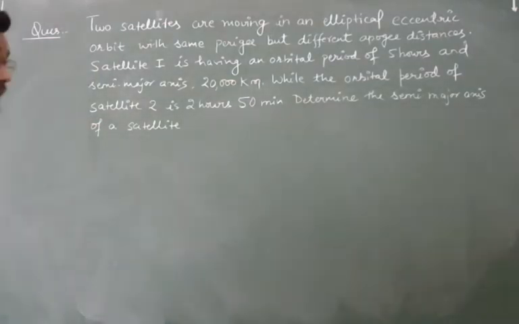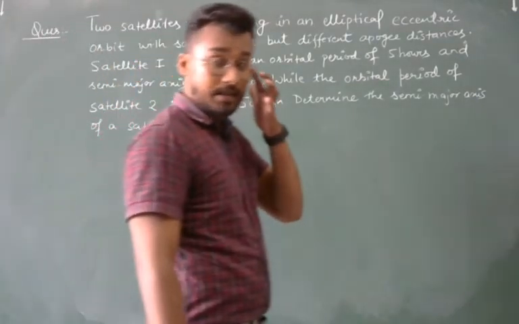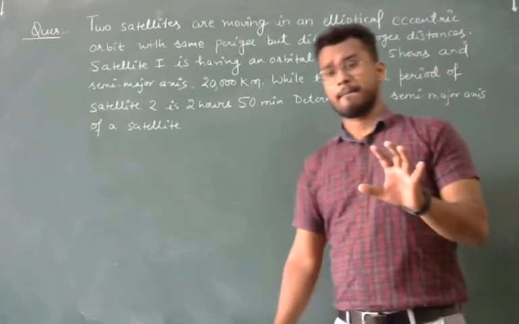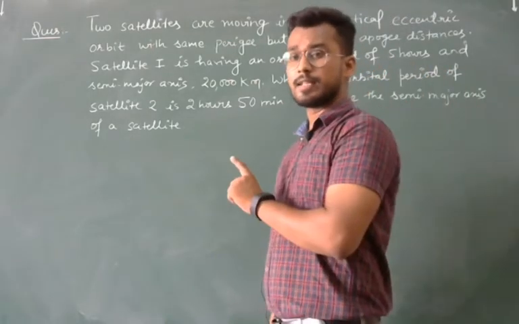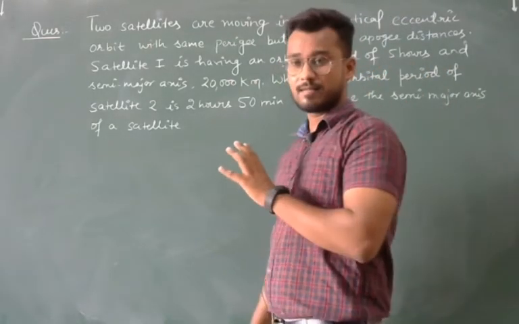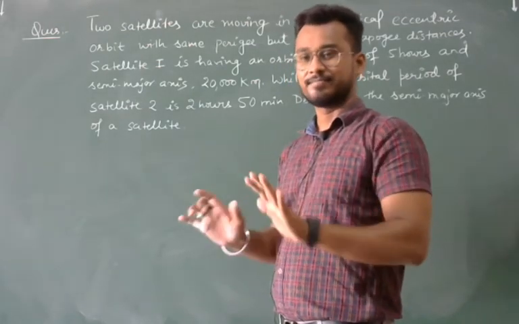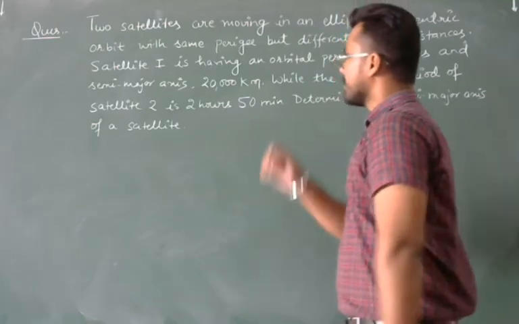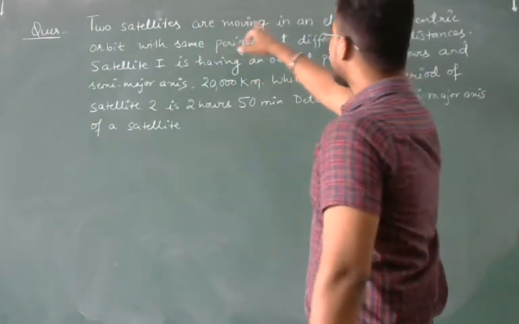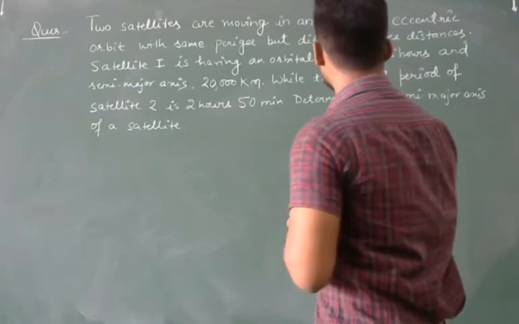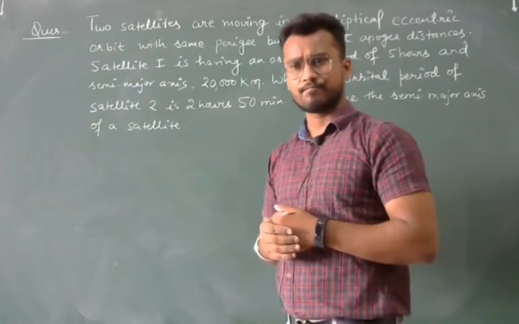See, let me read out the numerical. The numerical seems to be big. घबराने की जरूरत नहीं है, दिखने में बस, but the solution is not to worry. See, two satellites are moving in an elliptical eccentric orbit with the same perigee but different apogee distance.